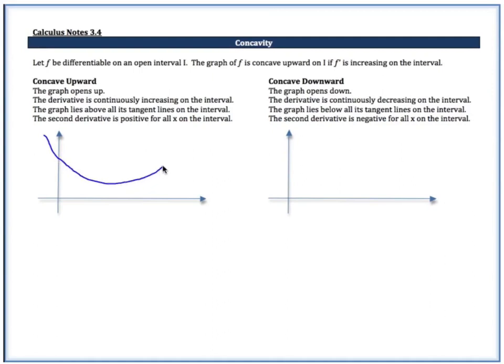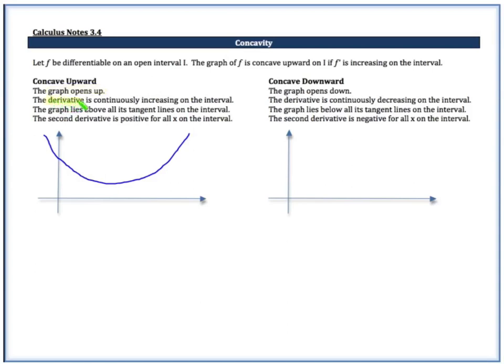It would look something like this. So on the interval that I've drawn, this thing is concave upward. And what you've learned before is that this graph opens up. So graphically we can see that it opens up. What we want to do is talk about this a little more analytically in terms of the derivative.